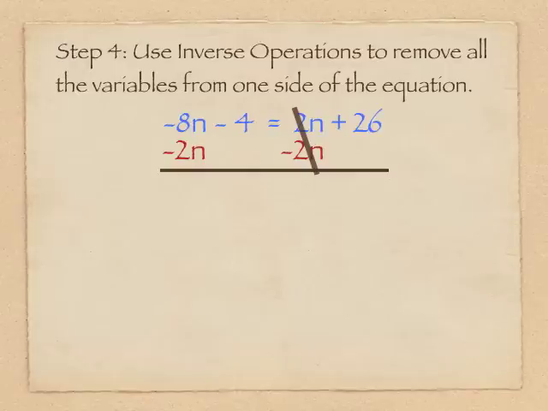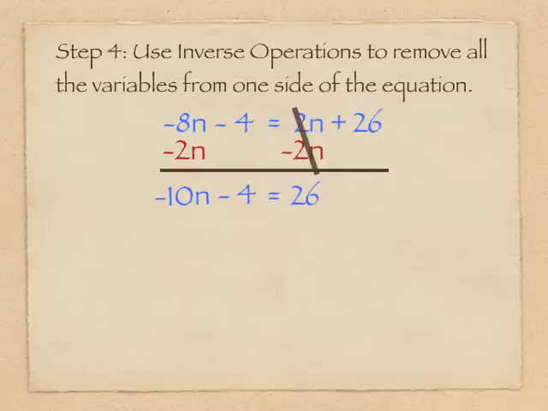And when I do that, on the left-hand side, I have negative 8n minus 2n. If I have a negative 8n and I take away 2 more n's, I'm actually going to have negative 10n, and I still have subtract 4. That stays the same. Now on the right-hand side, I've canceled out the 2n by taking those 2 away, so that now all I have is 26.